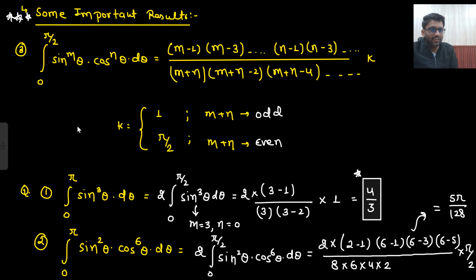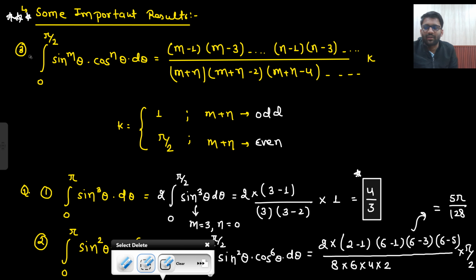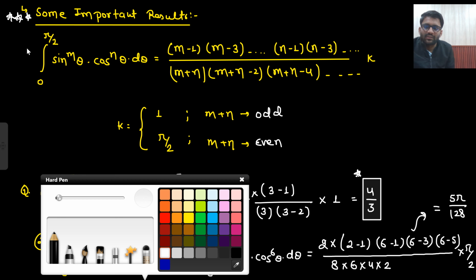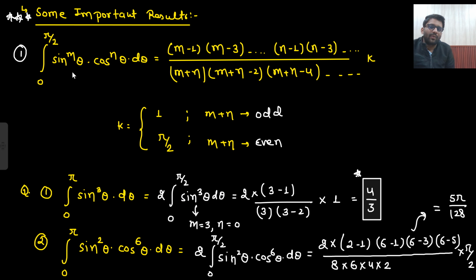And this mathematical operation is also very, very important. This you need to keep in mind. Here why I have written 3, this is 1 only. So integral 0 to pi by 2 of sin to the power m theta cos to the power n theta d theta. So how you will keep in mind, that you need to see.